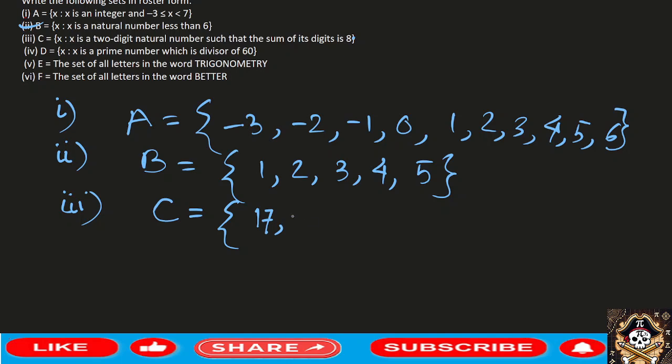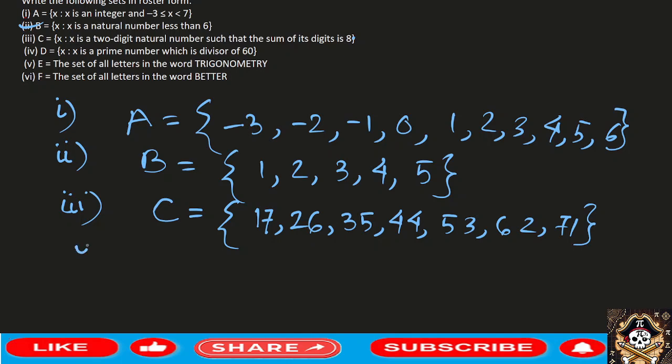If we put 2 in the tens place, then we have to put 6 in the ones place. If we put 3 here, then we have to put 5, and so on. 4, 4; 5, 3; 6, 2; and 7, 1. That will be the set. These are the two-digit natural numbers whose sum of the digits is 8.